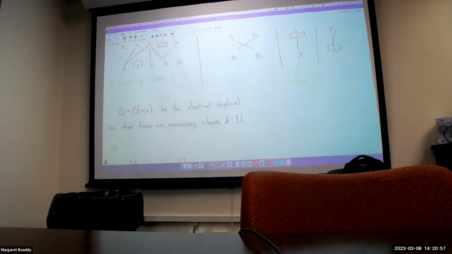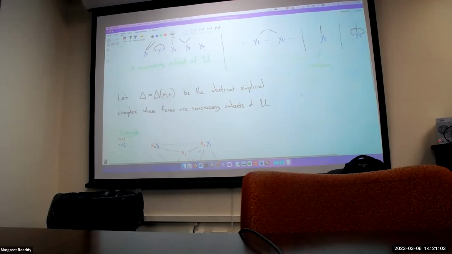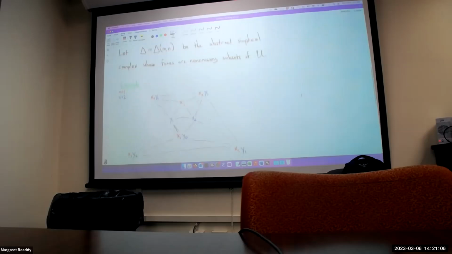All right, so that's my complex. We're going to consider the abstract simplicial complex whose faces are these non-crossing subsets of this collection of loops and edges. Here's an example when m equals 1, n equals 2. I do have to throw on these x0 and y0 letters, so you see them showing up in some elements of the ground set. We draw the ground set, which had 8 elements, and then draw an edge between two things if they're compatible, if they're non-crossing with each other, and then we take the complete complex of this, filling in all those triangles.